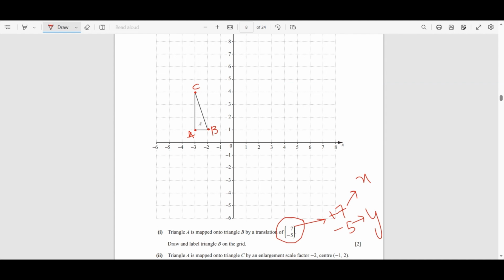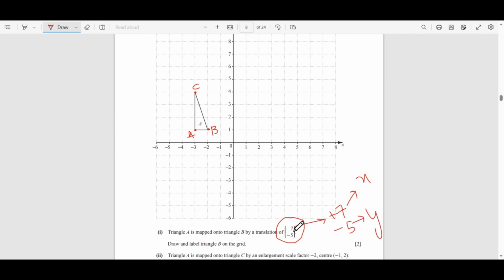Okay, so there are better ways of doing this, like you could use tracing paper, or you could use the coordinate method, or if you plot just one point, the remaining 2 points will follow. Right. So point A will be mapped to point A prime, B will be mapped to B prime, and C will be mapped to C prime, right?